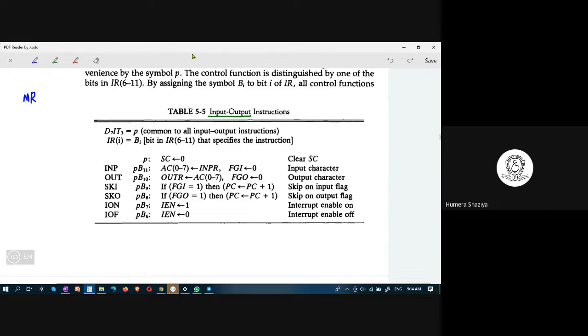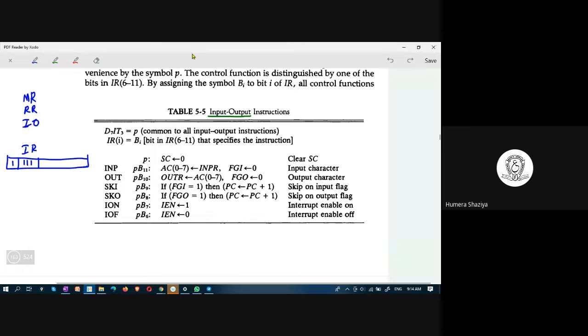We covered MR, we covered RR. Now we are learning I/O, and to learn I/O, we should know the pattern in the instruction register. It is 1, 1, 1, 1, and here come these instructions. There are 6 instructions. Before discussing these instructions, let's try to understand this term P. Here you see P everywhere. What does P mean?